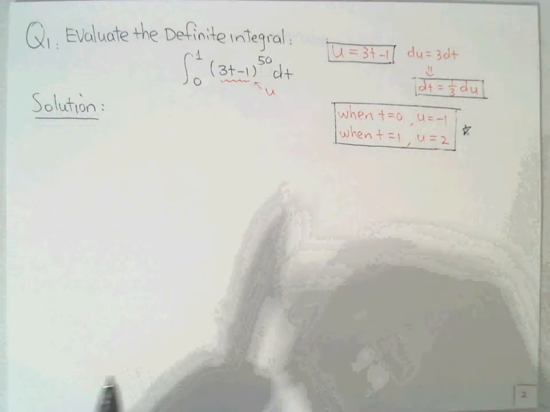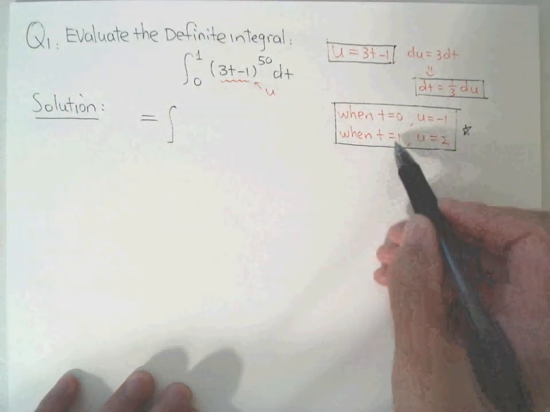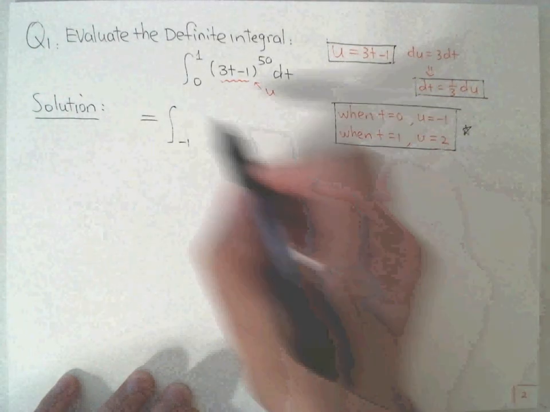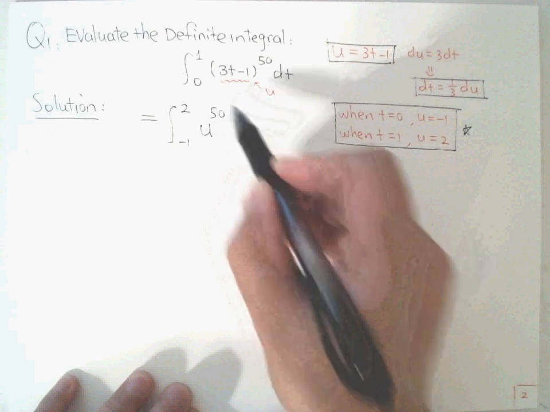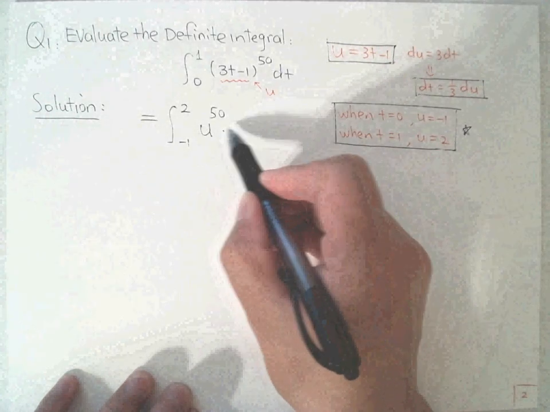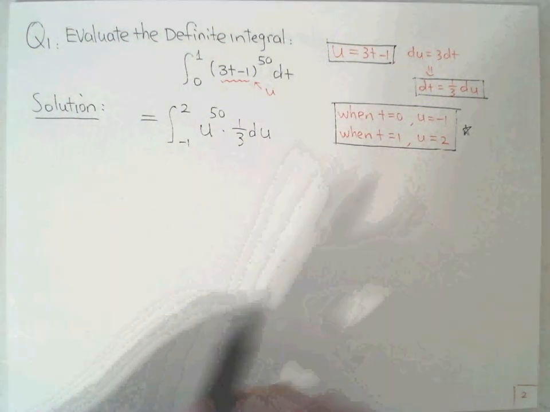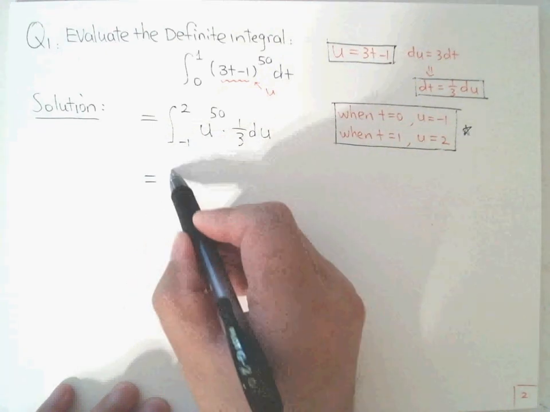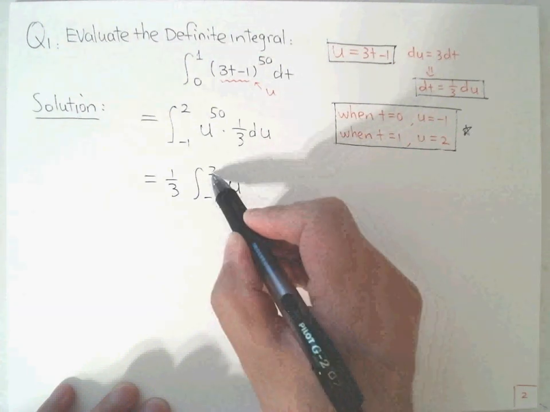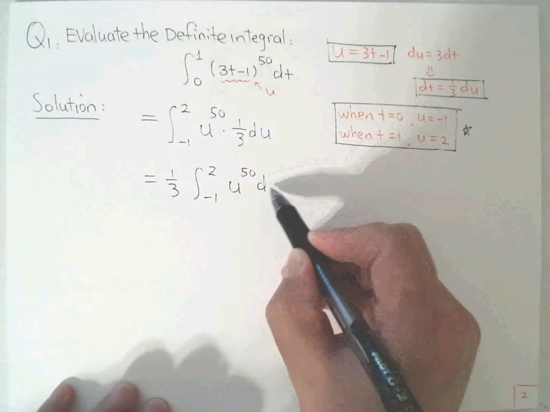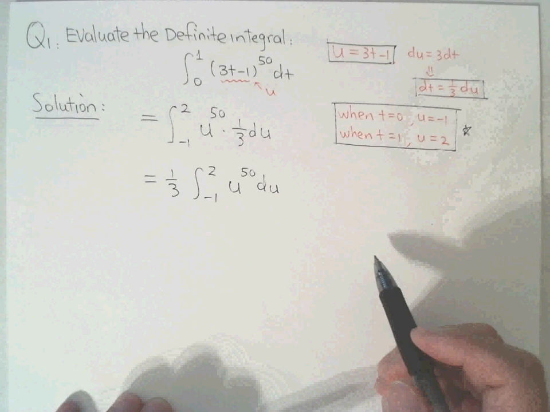Okay, and then now I am going to do the substitution. After we substitute, the lower limit goes to negative 1, the upper limit goes to 2, and this goes to u to the 50th power. What is dt? dt is times 1/3 du, right? So almost. Now do the calculation, 1/3 factor out. So it's 1/3 integral from negative 1 to 2 of u raised to the 50th power. Now everything is in terms of u, right? So just do the calculation directly using u.